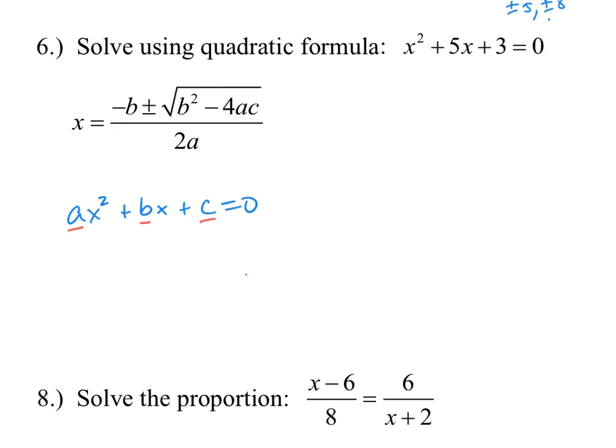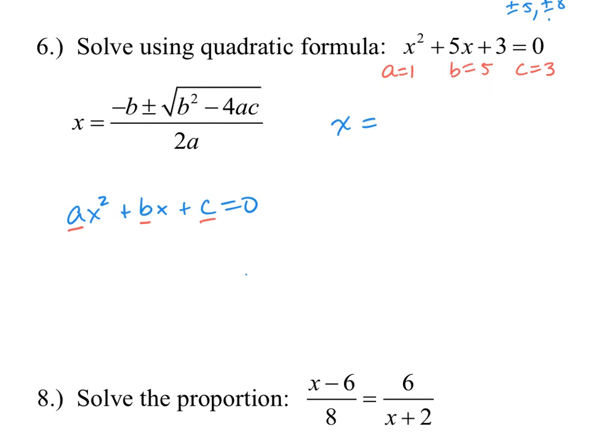So in this example, let's just go ahead and write down what everything is. A would be 1 because our coefficient of x squared is 1, and then b would be 5, and then c, the constant term, is 3. So now to find the x's that produce 0, we're going to take a, b, and c and put them into this formula.